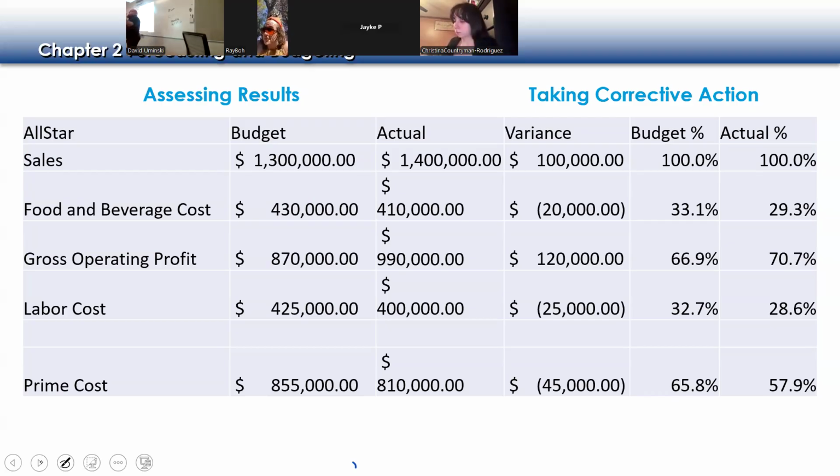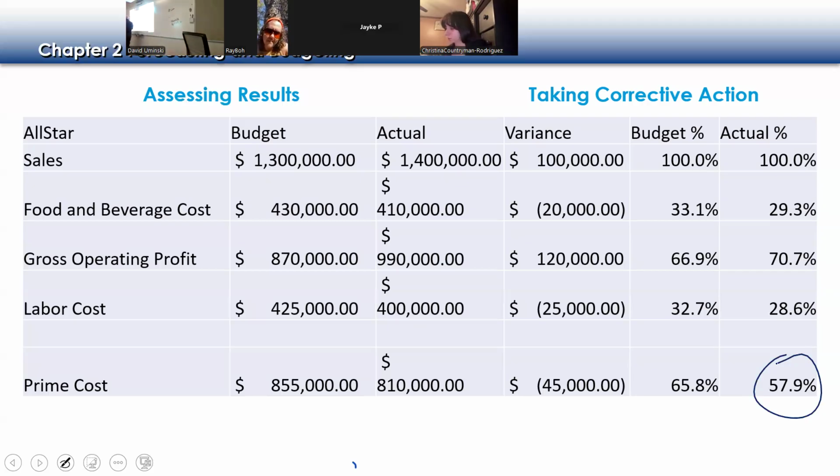So our food cost is way high. What can we do to bring it down? We're going to look at this. Our sales, we brought in an extra $100,000. That's awesome. Go us. Our food cost was actually down by 20,000, so we even saved money there. Our labor cost was less than $20,000 less, so in all, our prime cost was pretty good.